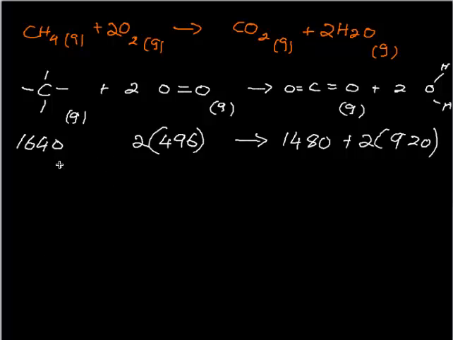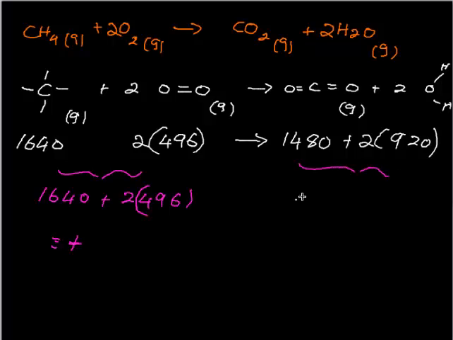We need so much energy to break the bonds. So you will take 1640 plus 2 times 496. You sum this up, and this is going to be a certain value. This is the energy absorbed, so we put a plus there. And we sum up this one also: 1480 plus 2 times 920. If we sum this up, we obtain a value, and this value is negative. Then we can calculate the difference between those two values.